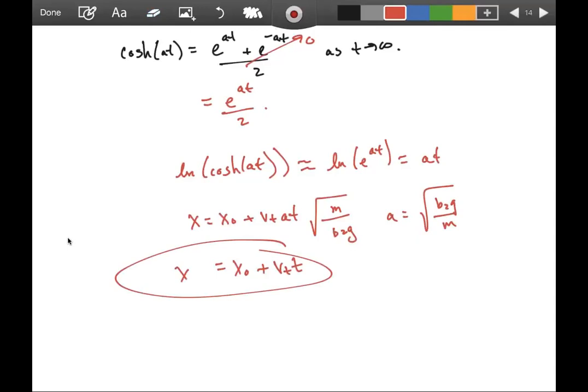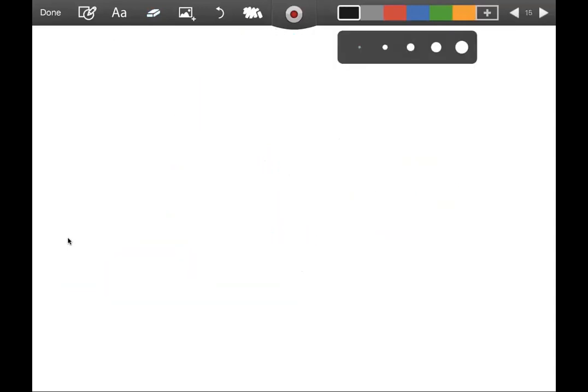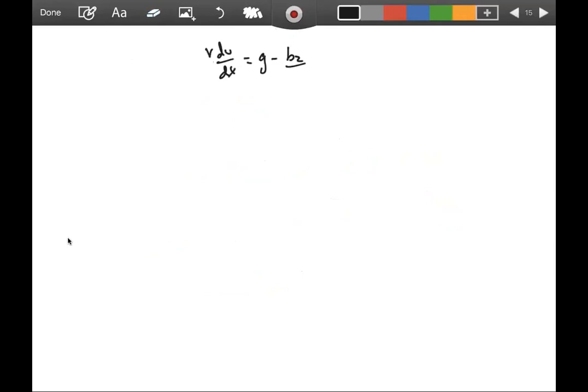So finally, let's look at the velocity as a function of position. So again, let's do that. So this is going to become v dv/dx is then equal to g minus b2 over m v squared.